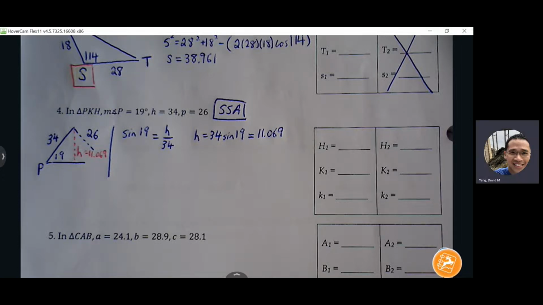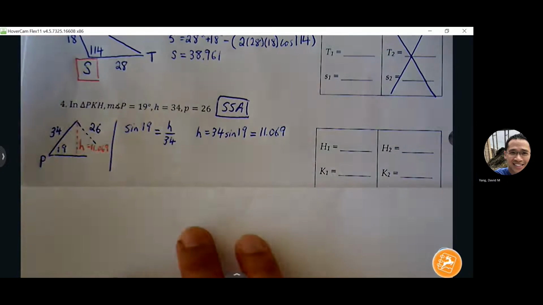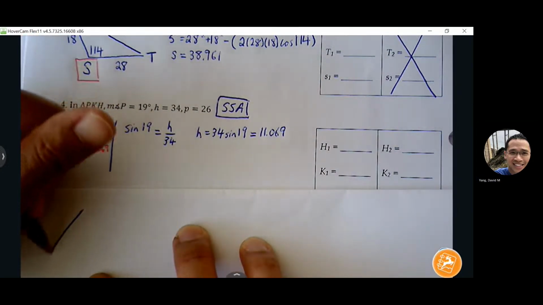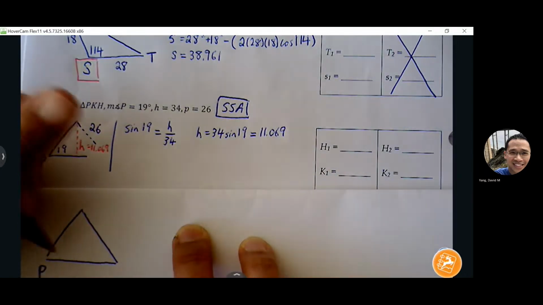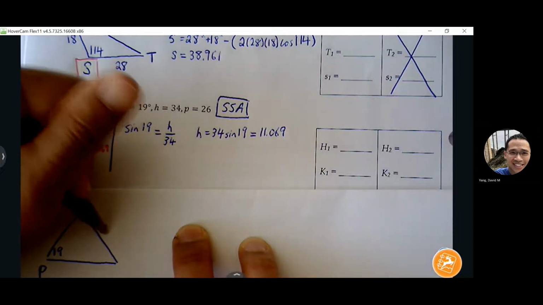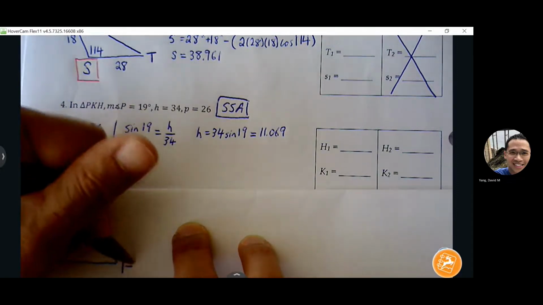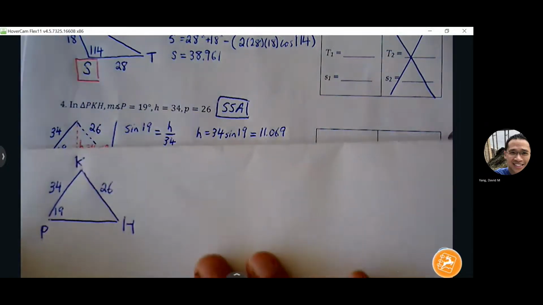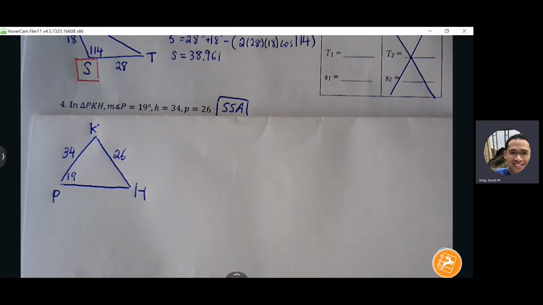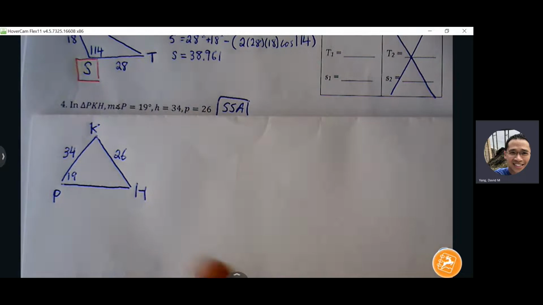I'll put this on a separate sheet just so I can have enough room. Okay, I'm going to do this triangle first because if we can do all the work for this triangle, the second triangle will be easier. Because that H is going to be easy for us to find once we can find this H.